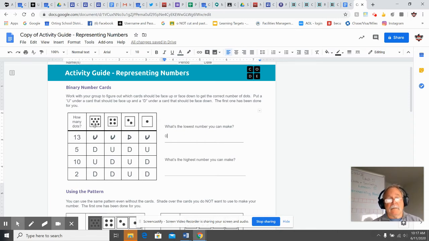We have 8 plus 4 is 12. Plus 2 is what? 14. Plus 1 is 15. So the highest number we can make is 15. So we write down 15. 1, 5. There it is.